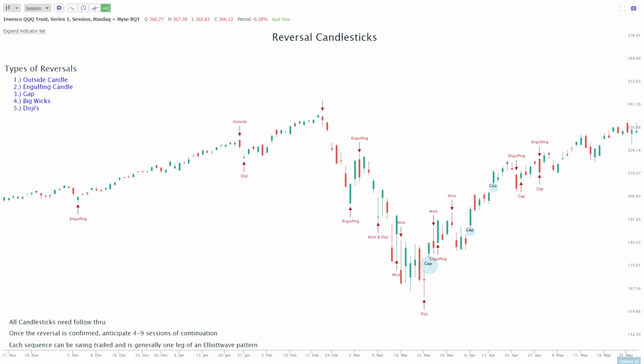And yeah, we'll start off by identifying the 5 different reversal candlesticks that I see. We've got an outside candle, an engulfing candle, a gap, large wicks, and dojis. The outside candle is when the open and close is greater than the candle before it. And an engulfing candle is where you open near the high, close near the low, or open near the low, close near the high. These are the bull flag, bear flag poles that you see all over the place.